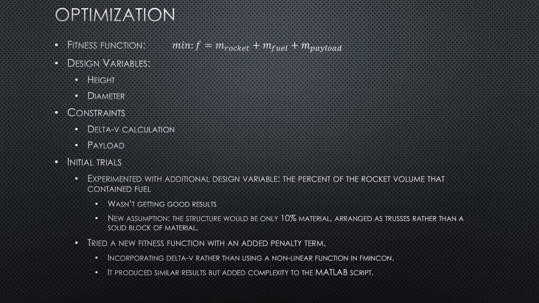I also tried using a fitness function with an added penalty term. This is what incorporated the delta V instead of using MATLAB's nonlinear function capability. So it produced similar results but added a lot more complexity to the script, and once I figured out the 10% structure rule, I went back to using the nonlinear function.